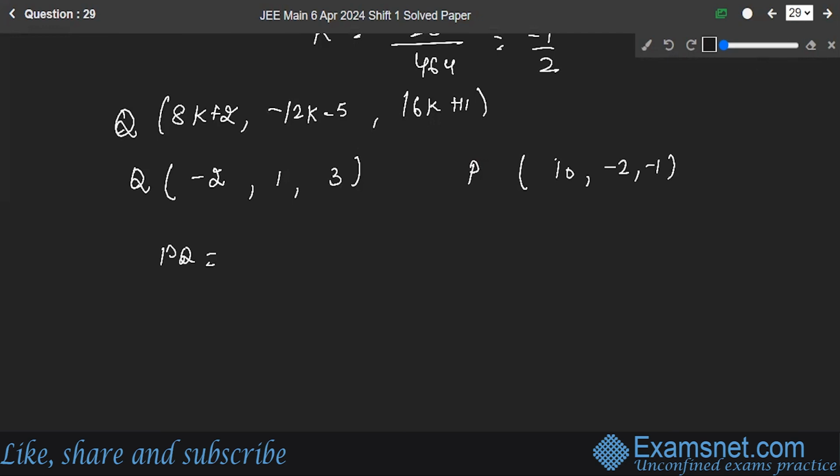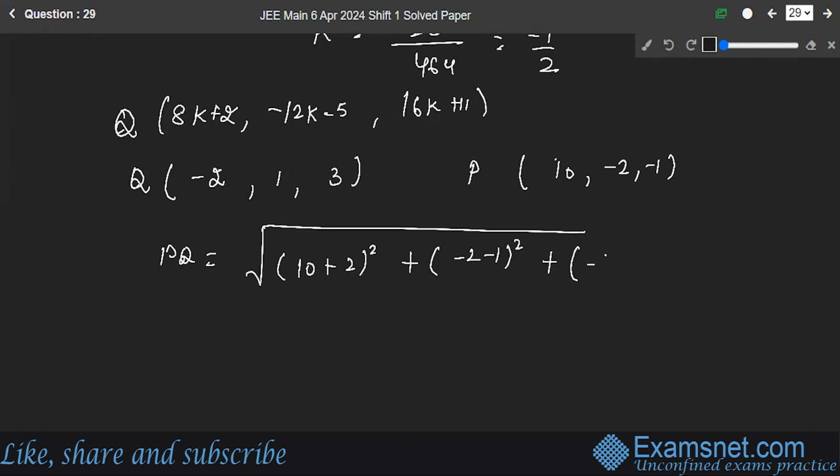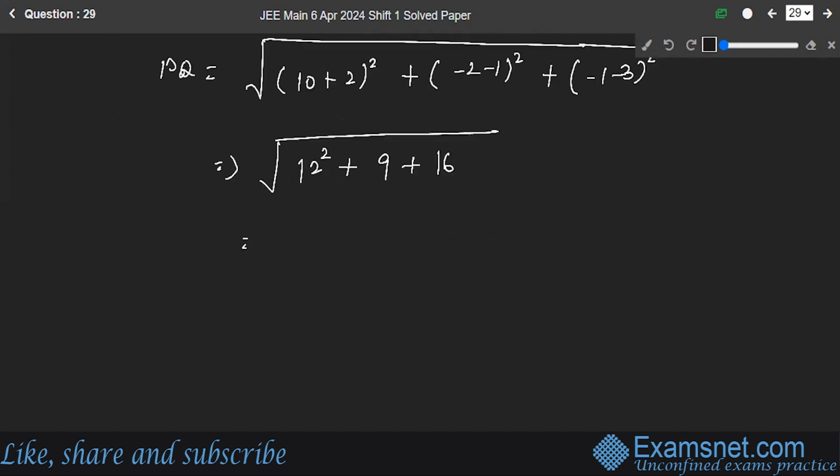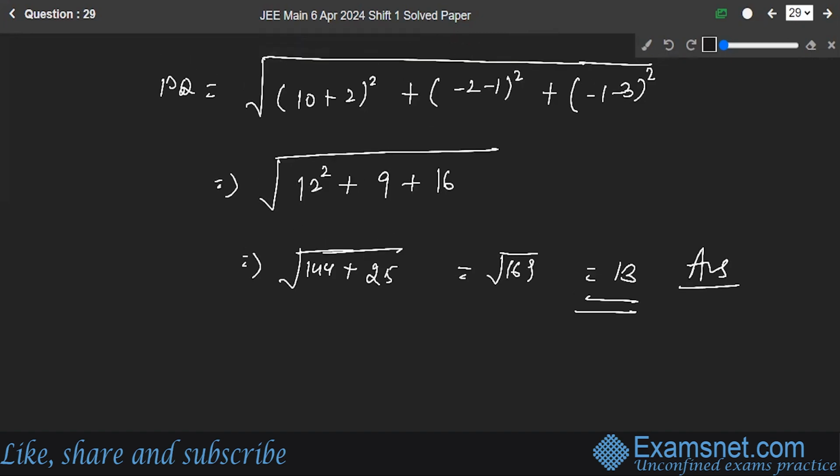So what will PQ be equal to? Root of (10 plus 2) square, plus (minus 2 minus 1) square, plus (minus 1 minus 3) square. This is 12 square, plus (minus 3) square which is 9, plus 4 square which is 16. So this is 144 plus 9 plus 16, which is 169, and the answer is equal to 13. So this is the answer to the question, 13.